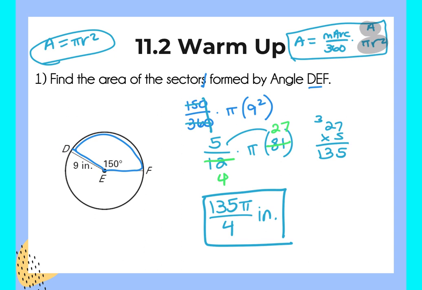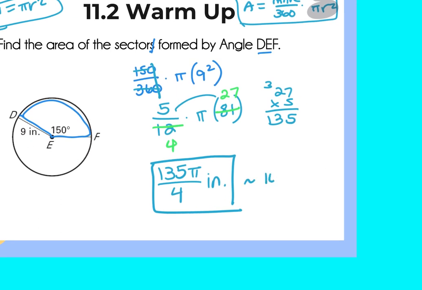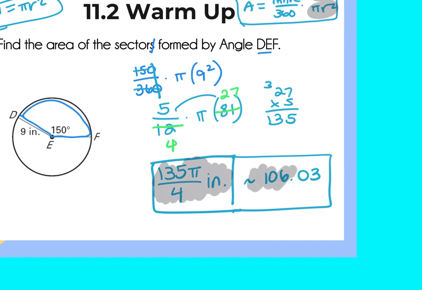If it said to then round this to the nearest tenth or nearest hundredth, whatever it says, I would do 135 pi divided by 4, and that's 106.03. Again, depending on what it tells you to do tomorrow on your quiz, you'll need to follow instructions. If it says keep it exact, then I'm using the answer on the left. If it says round it, then I'm using the answer on the right. And if it does say round, it will tell you how many decimal places you need to round to, so you need to make sure you read the instructions.